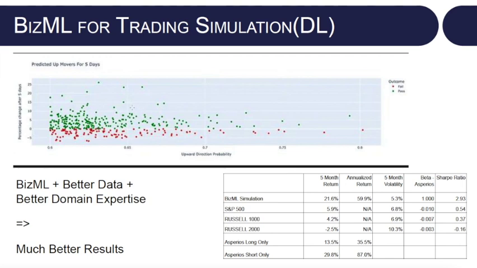This, however, was a trading simulation, and when you do make trades, your trades can influence stock prices as well. So what we realized was that it's not that we had the best trading solution per se, but we had essentially a really good approach to improving the accuracy of machine learning. So when you combine BizML with better data and you codify better domain expertise, you're going to get much better results.